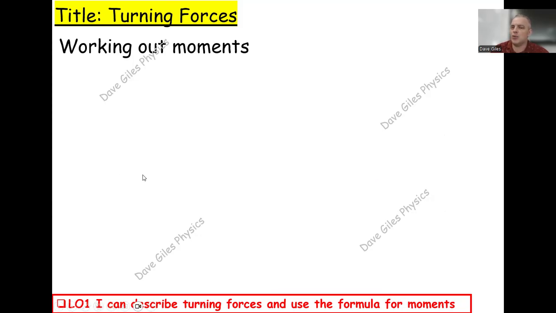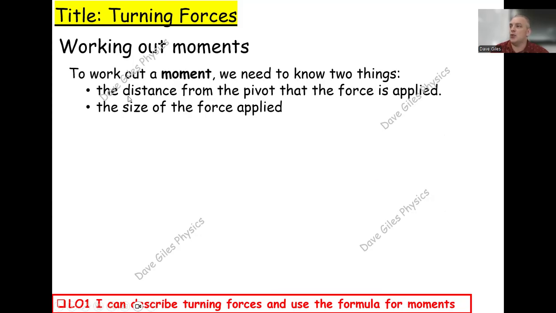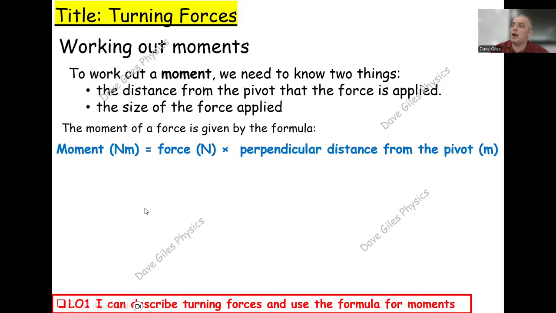So to work out the size of a moment, we've already said it depends on the distance from the pivot and the size of the force. So from that, we can come up with this equation. Moment is force times perpendicular distance from the pivot. And because force is measured in newtons, perpendicular distance from pivot is measured in meters, moment is Newton meters. Be careful not to write newtons per meter, because that is incorrect. It's newtons times meters, so it's Newton meters.